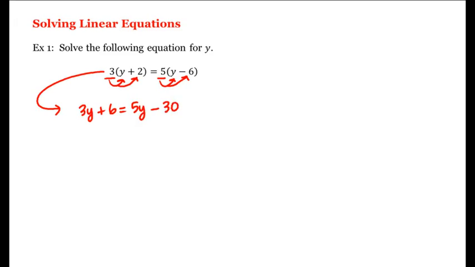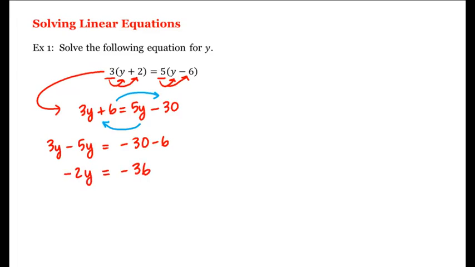Now, when solving linear equations, what we want to do is bring all the variables to one side and all the numbers to the other, which would give us 3y minus 5y is equal to negative 30 minus 6, or negative 2y is equal to negative 36. And now dividing both sides by negative 2 gives us our answer of y is equal to 18.